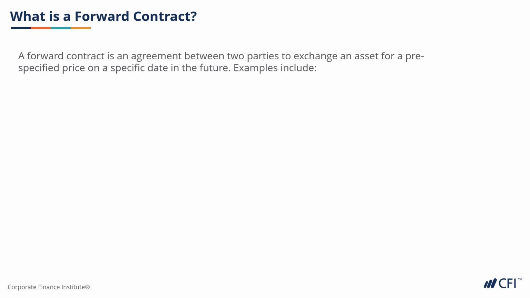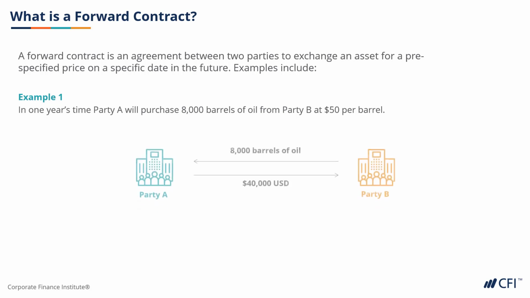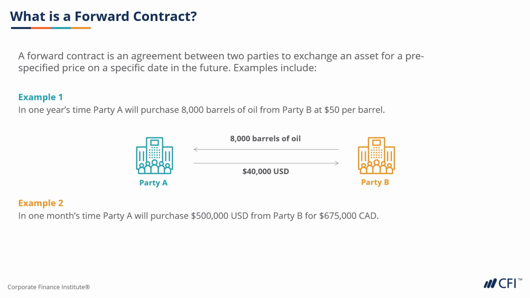Here are a few examples. So, for example, in 1 year's time, maybe party A agrees to purchase 8,000 barrels of oil from party B at an agreed price now of $50 per barrel, or $40,000 in total. We've locked in a price for the oil now at $50 a barrel, but we won't deliver that oil for a year's time.